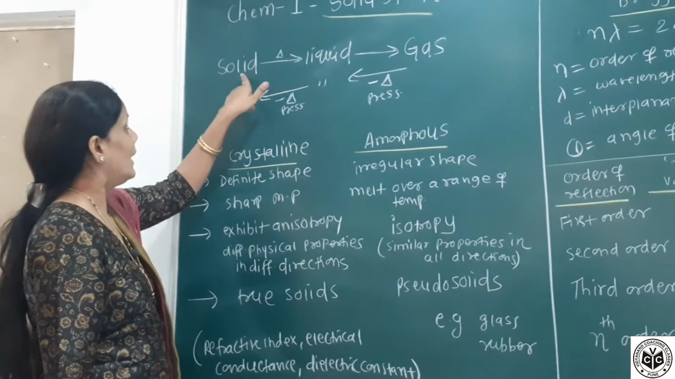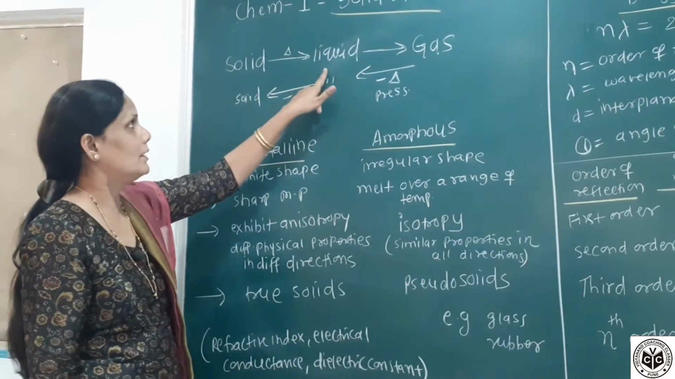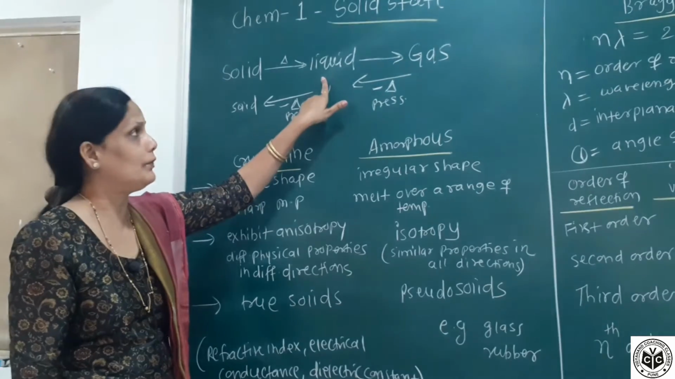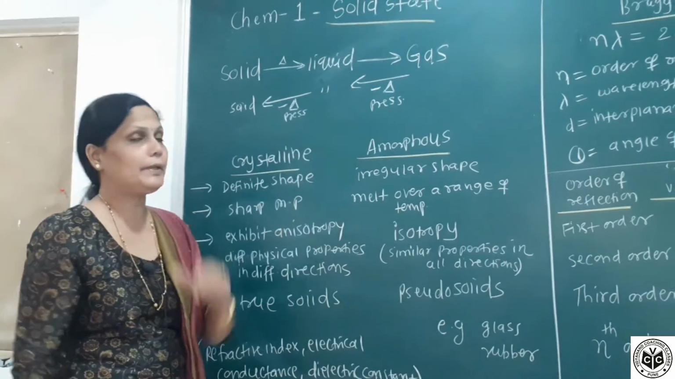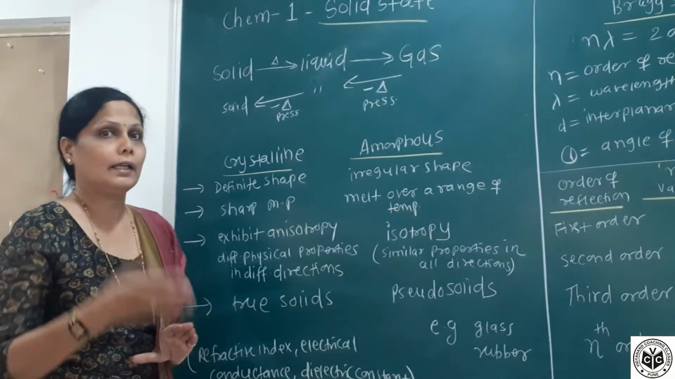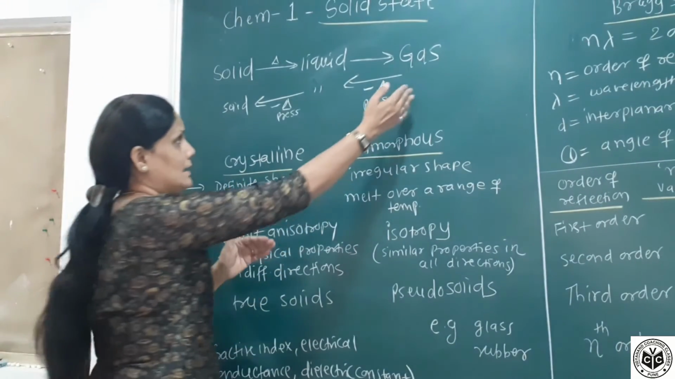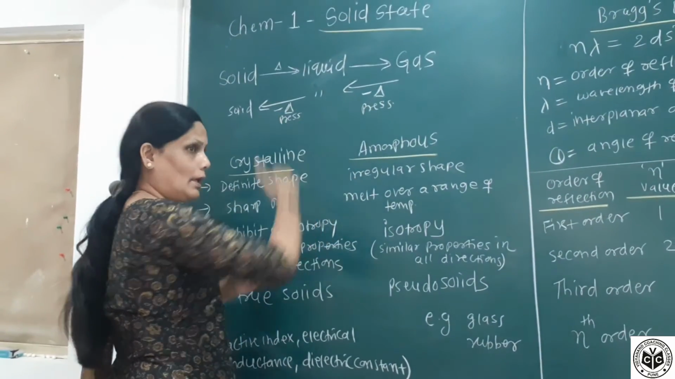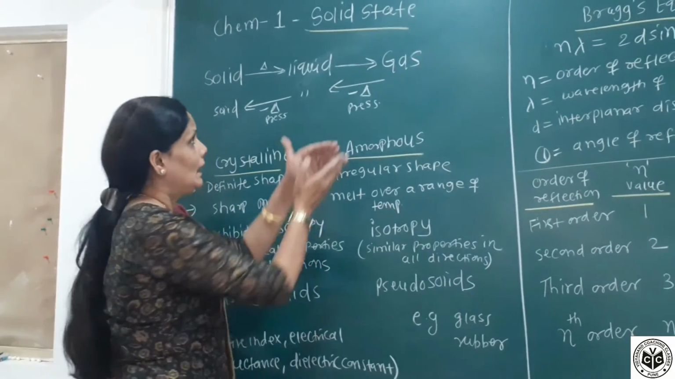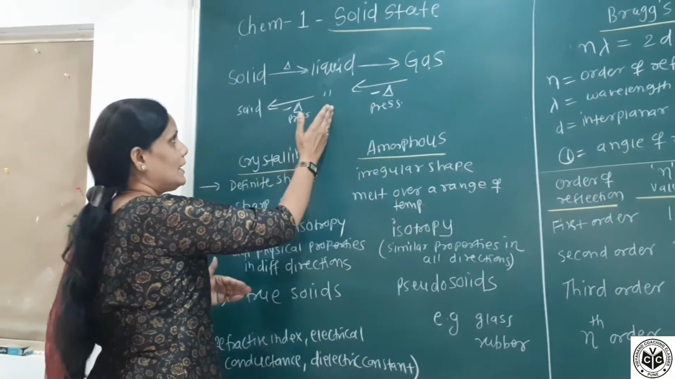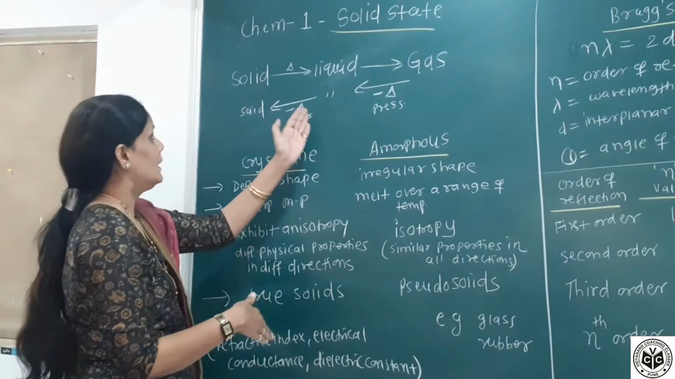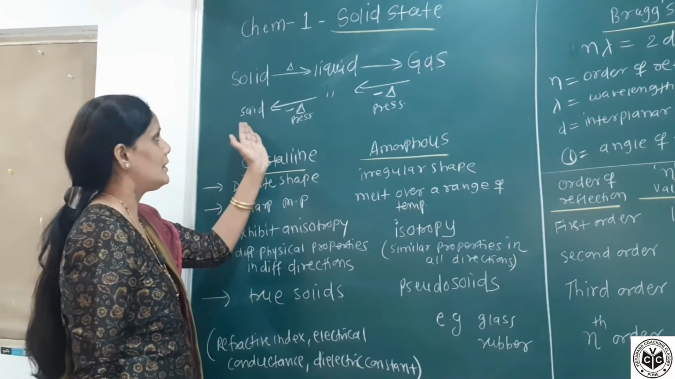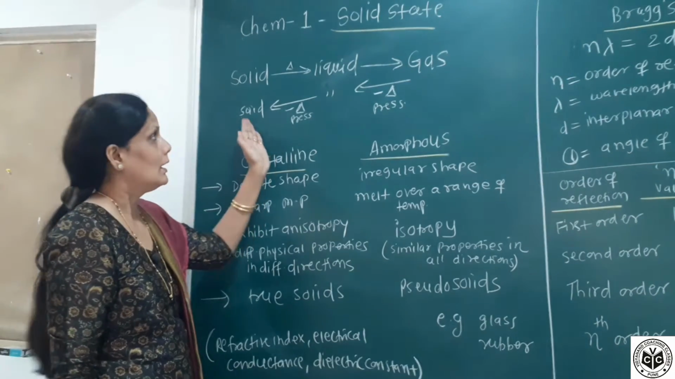When we apply high temperature, the solid state is converted to liquid, which is known as melting or fusion. Again we provide heat to the liquid state, and the liquid is converted to gaseous state, which is known as evaporation. For the gaseous state, when we lower the temperature and apply high pressure, it is converted to liquid state. Again we apply high pressure and lower the temperature, and the liquid state is converted to solid state, which is known as freezing.